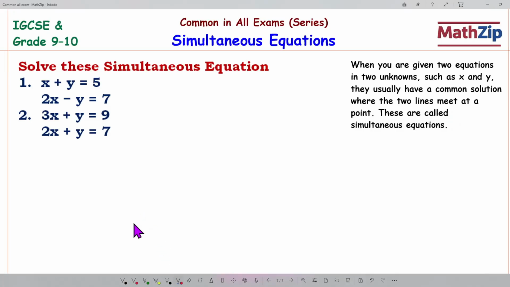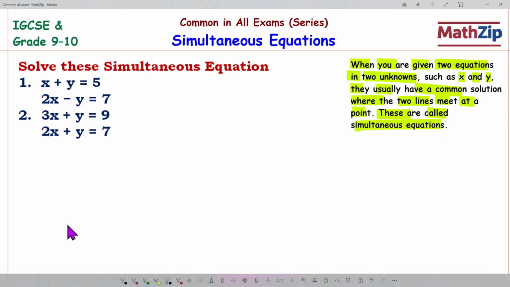We are solving simultaneous equations in this video, but first we have to know what a simultaneous equation is. When you are given two equations in two unknowns such as x and y, they usually have a common solution where the two lines meet at a point. These are called simultaneous equations.